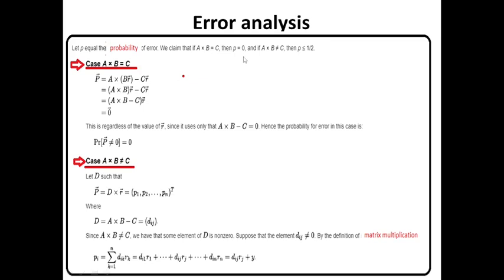What are those cases? If in those cases the probability is very less, then we will say that this is fine, we are fine with that. If the probability is on the higher side, then we have to ignore that, because the chances of that occurrence will be more, so we have to ignore that algorithm completely. But anyway, that is not going to happen. So let P equal the probability of error. We claim that if A cross B equal to C, then the probability is 0, and if A cross B not equal to C, that probability will be very less. In fact, that will be less than half.